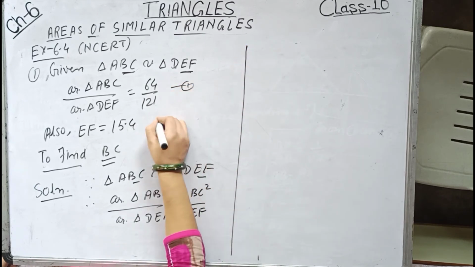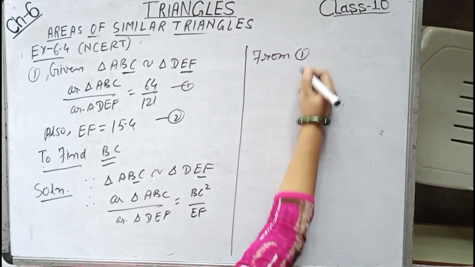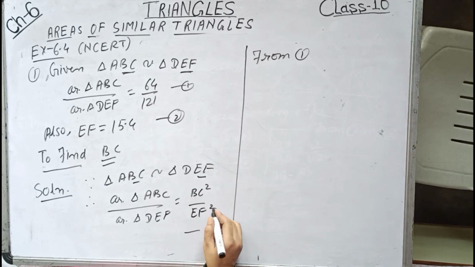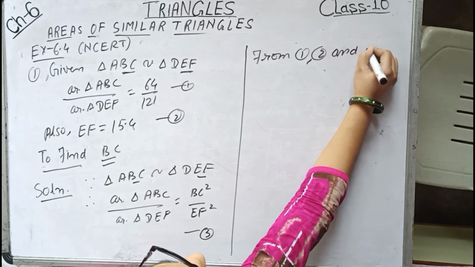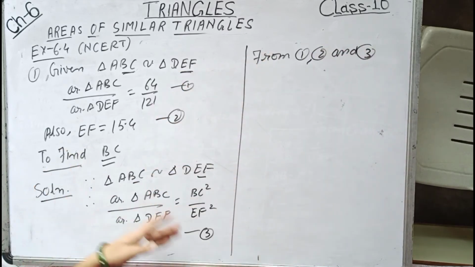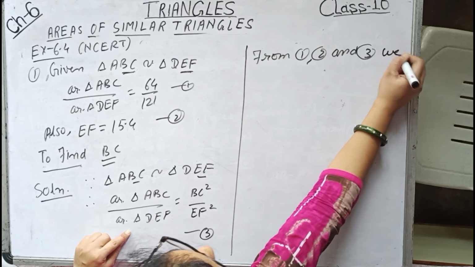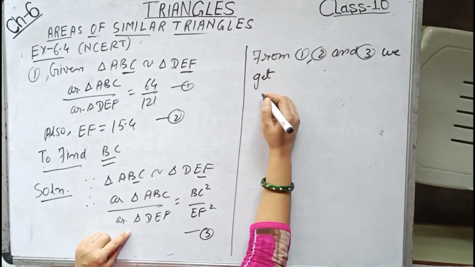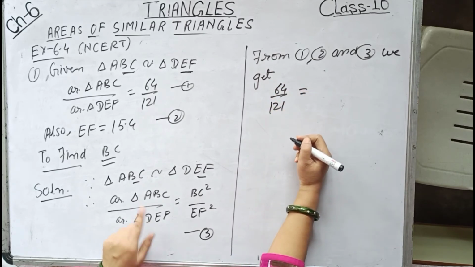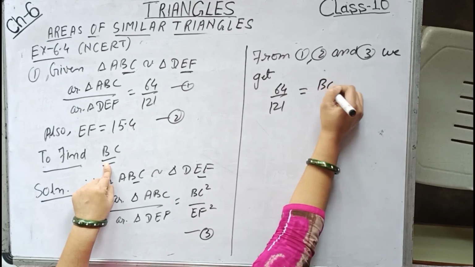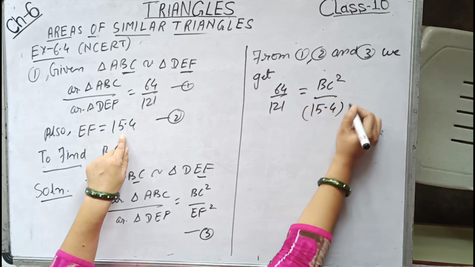Let us make it 1 and make it 2. So from EF square, from 1, 2 and 3, we will put the values of 1 and 2 in 3. We will be getting the values. So we get, let us put the values. 64 by 121 equals BC square, this we have to find, and EF is 15.4 square.